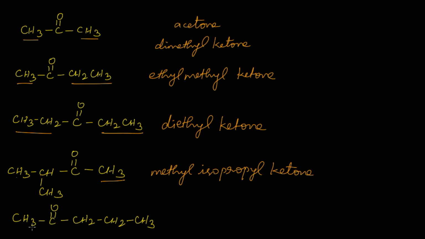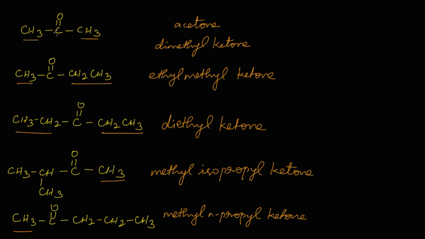Now the fifth one, this is methyl and this is n-propyl. The three carbons are present in a straight chain. So this is methyl and this is n-propyl. So the name of this compound is methyl n-propyl ketone.